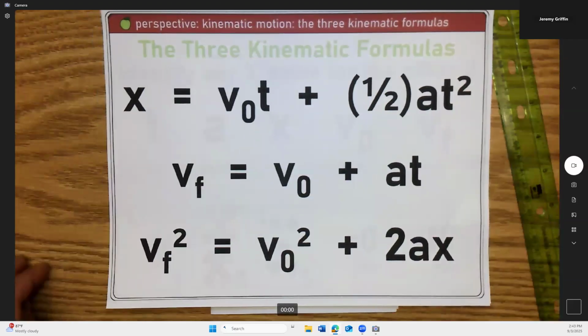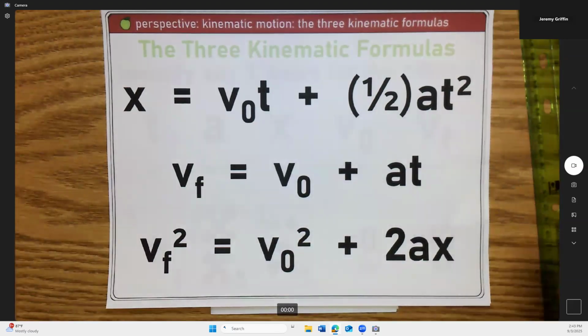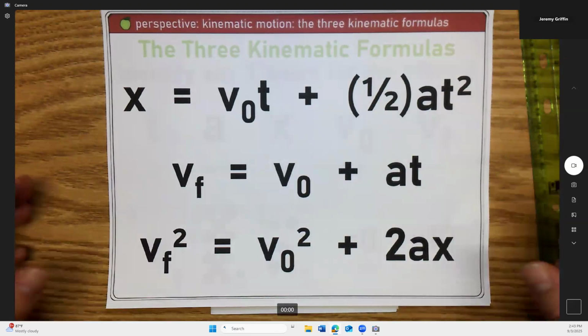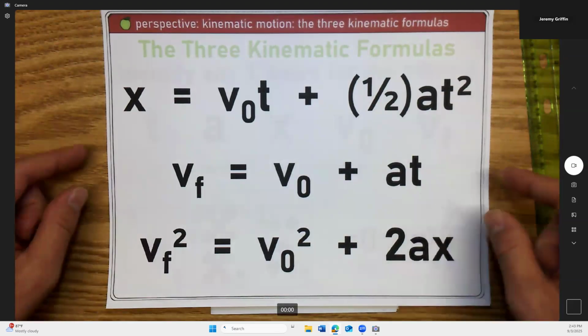Your linear motion puzzles, if you turned those in, I do have those graded in the back in your folder, if you want to see them. Everybody's turning in so far. You guys have been doing pretty good. They're pretty straightforward questions, and you're able to navigate these 3 formulas.